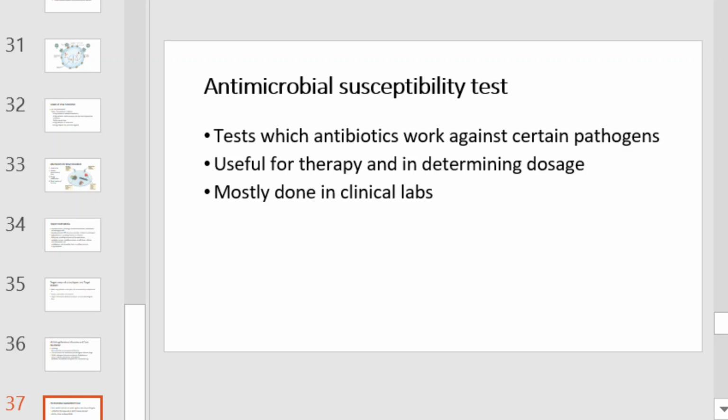Antimicrobial susceptibility test. The antimicrobial susceptibility test is a test in which antibiotics are tested against certain pathogens. It's useful for therapy and in determining dosage, and mostly done in clinical labs.